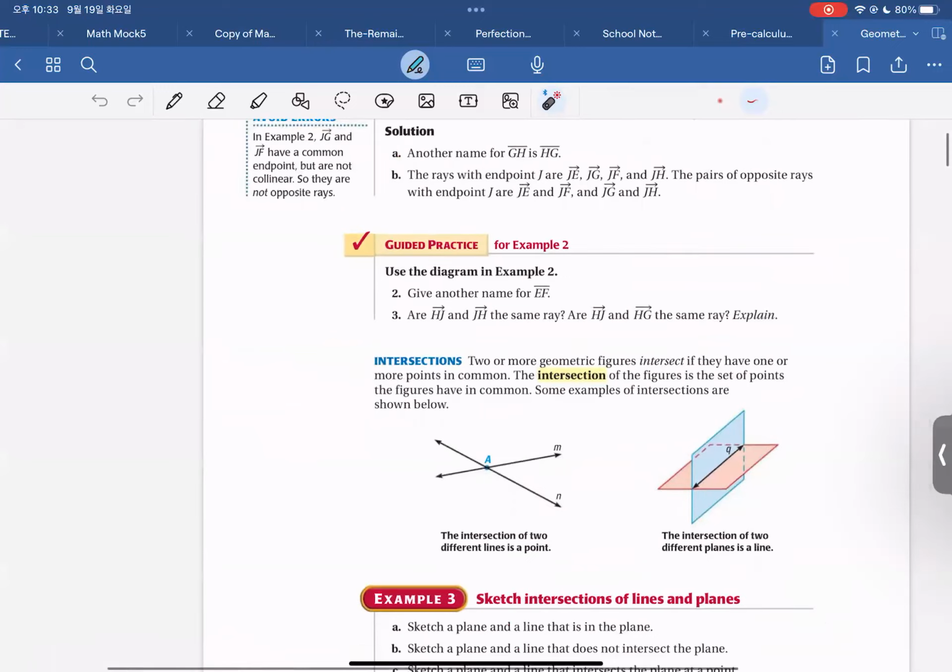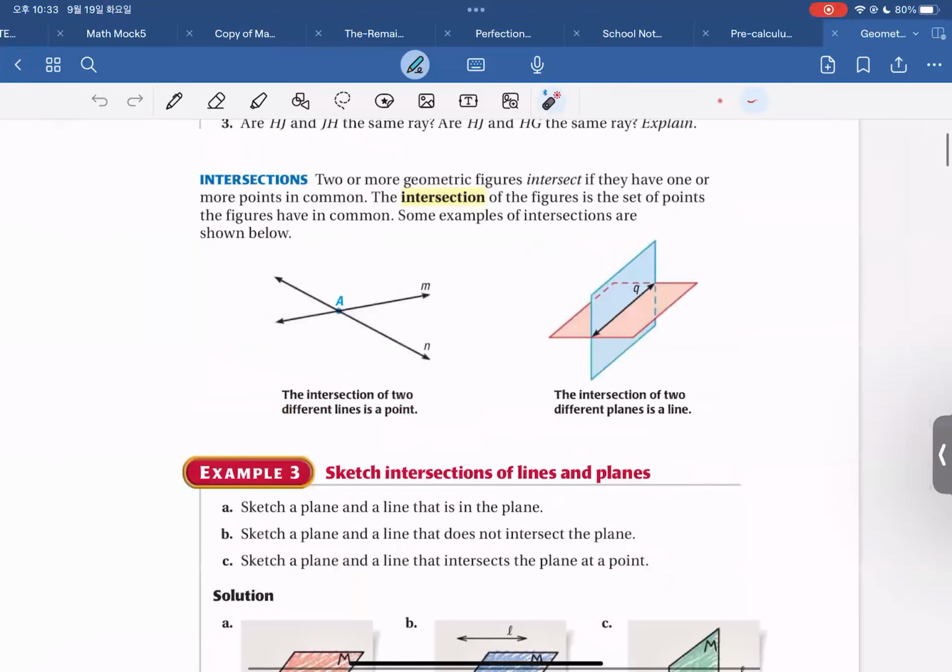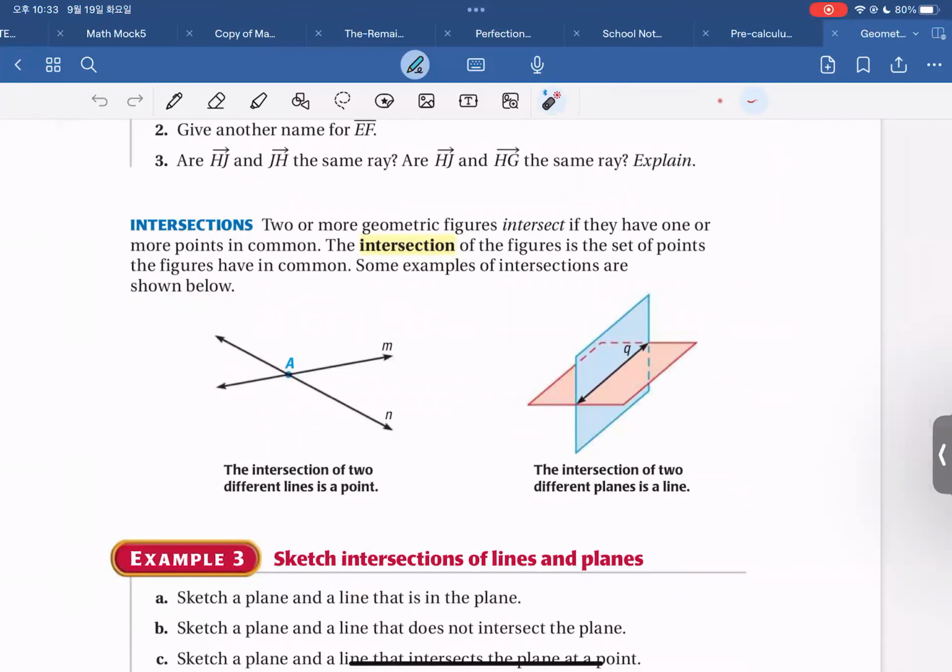I just want to look at some terms and then do a couple of practice problems later. But let's look at intersection. Two or more geometric figures intersect if they have one or more points in common.